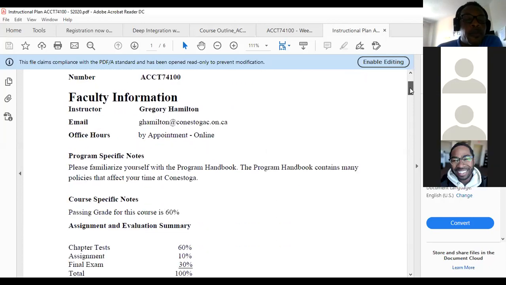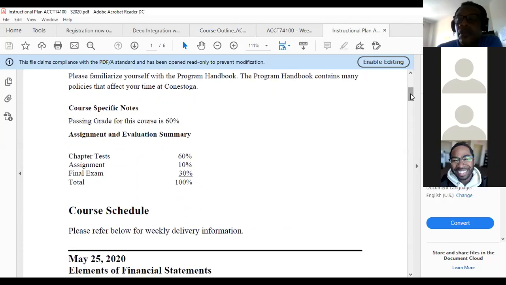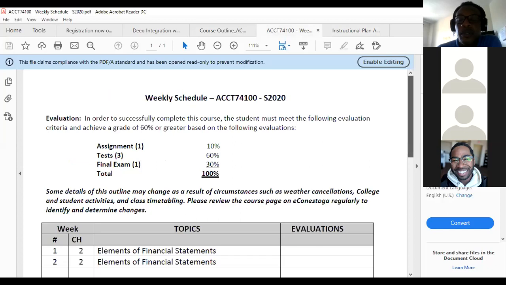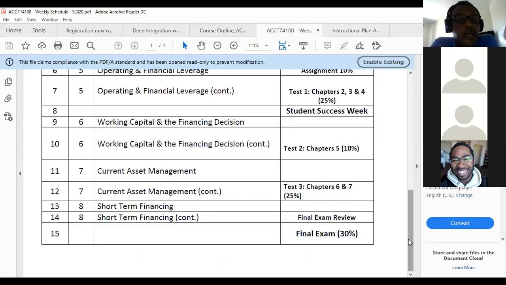And then, Professor, just wondering what's covered on the final exam, because it looks like there's a test 2 weeks before the final exam. There's probably a test, yeah. I think there's a test week. There's a test on week 12. And then the final exam will be on week 15.